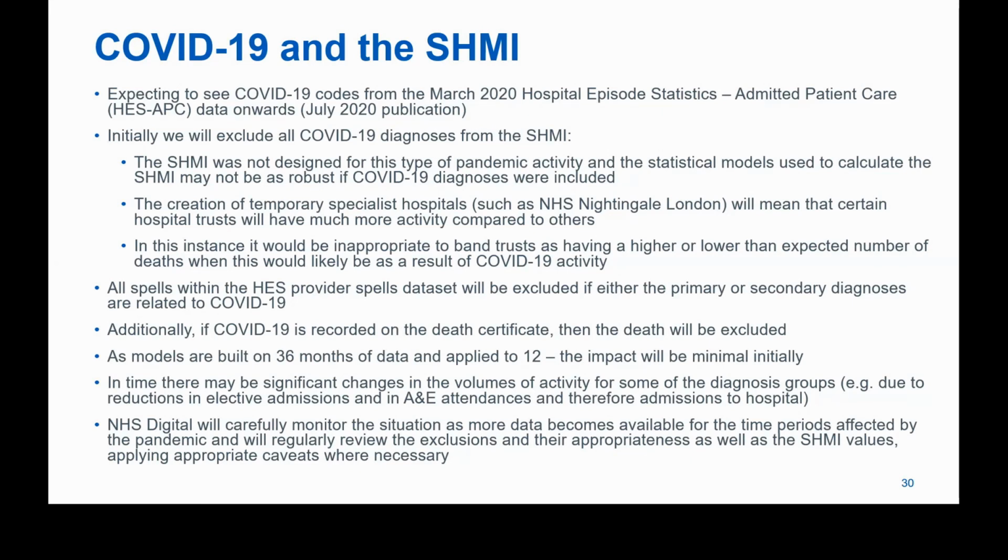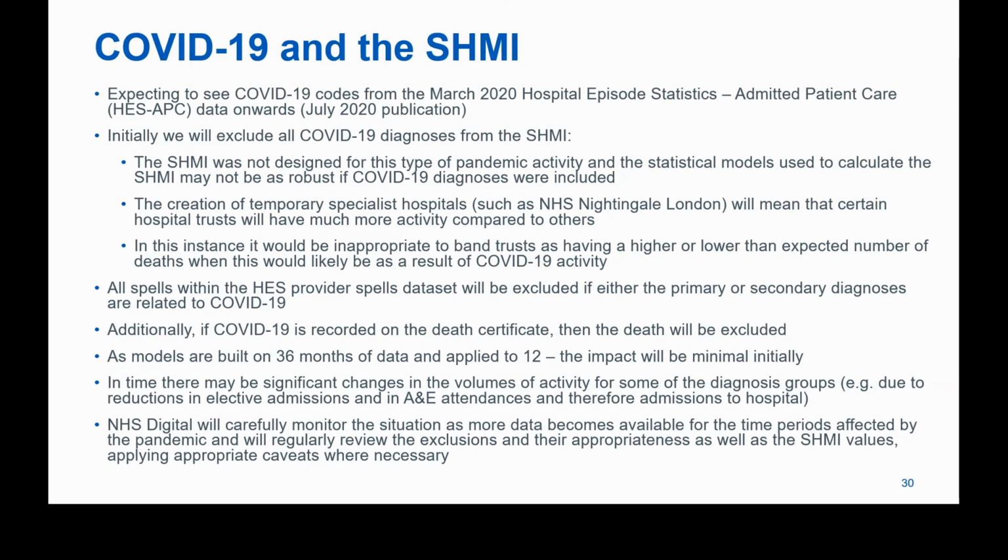So all spells within the HES data where COVID-19 is identified as a primary or secondary diagnosis code will be excluded. Additionally, and we don't traditionally do this, we're going to be looking at the ONS cause of deaths data and removing those individuals identified on the death certificate as due to COVID-19.